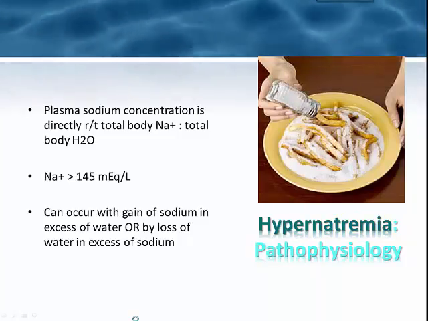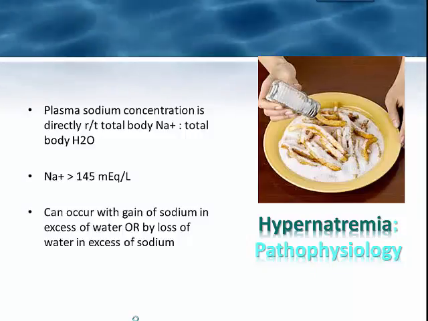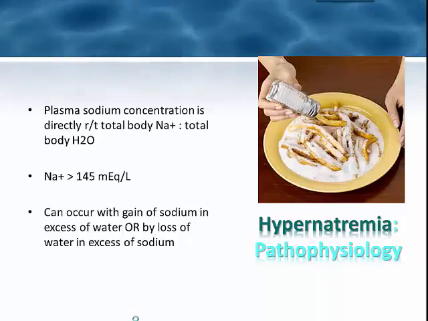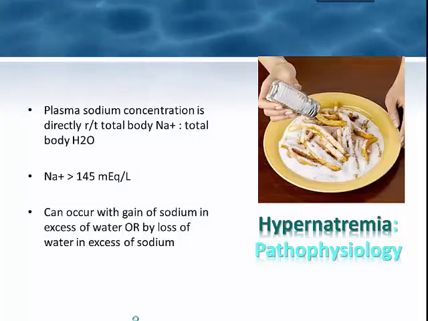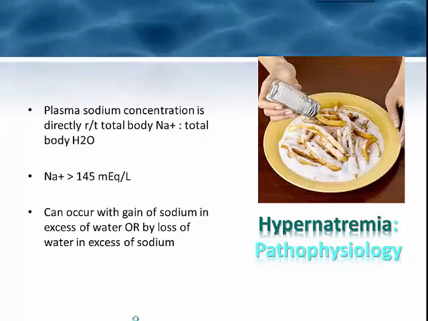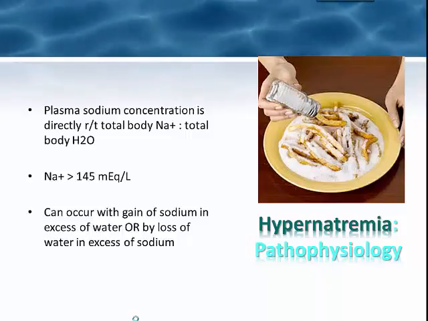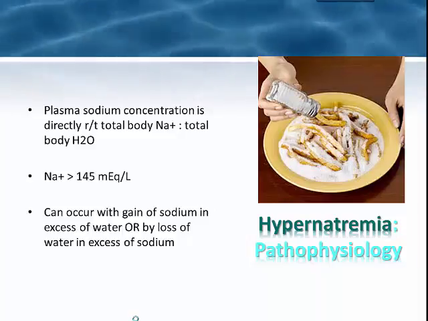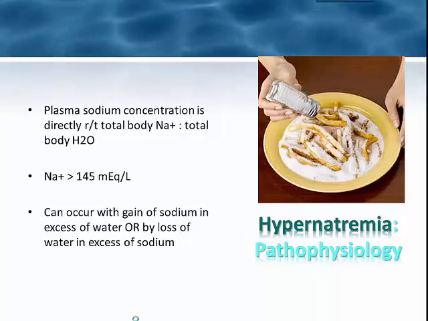The next we're going to go to is hypernatremia, or too much sodium. Obviously, this person has just a wee bit on the French fries, and that's usually not the case. However, hypernatremia is associated with a plasma sodium concentration directly related to total body sodium and total body water. So the sodium level will be greater than 145 milliequivalents per liter. It can occur with a gain of sodium in excess of water, or a loss of water in excess of sodium. And we'll go over those two kinds.